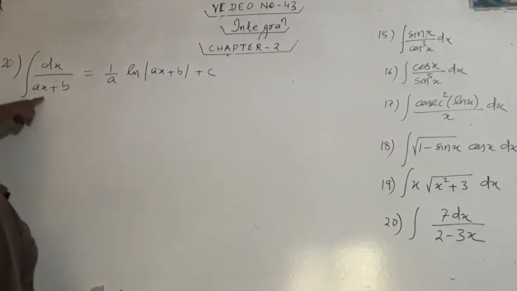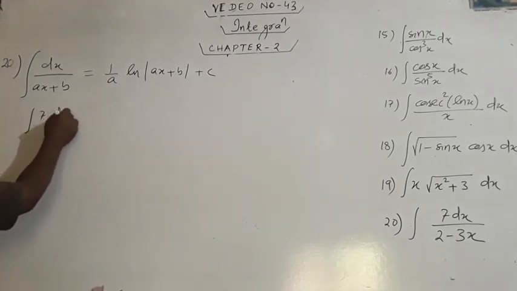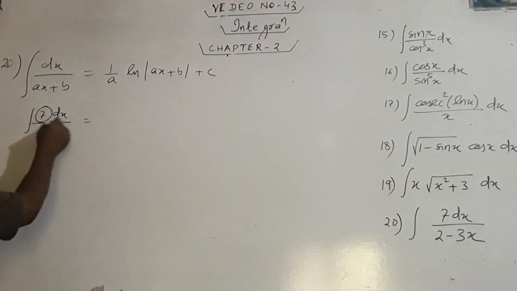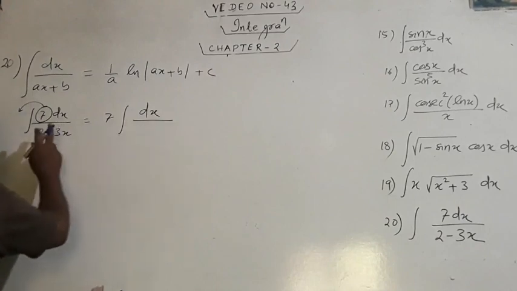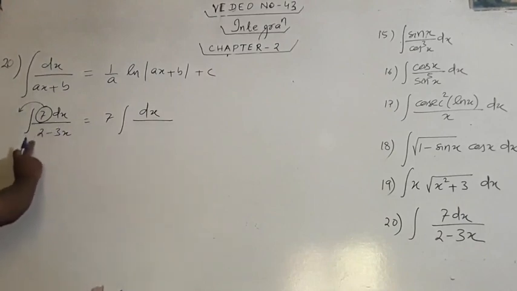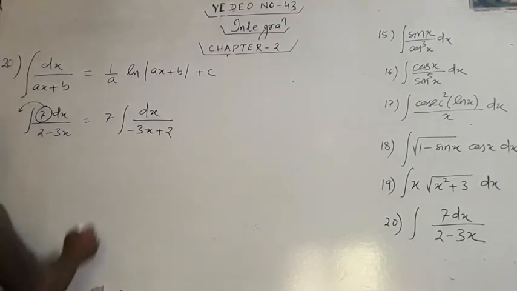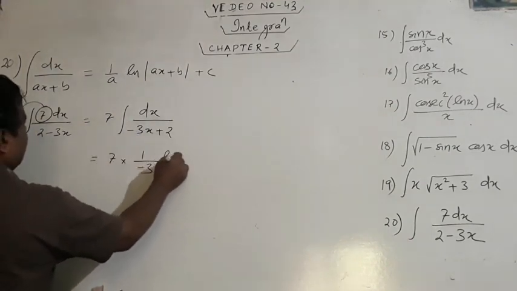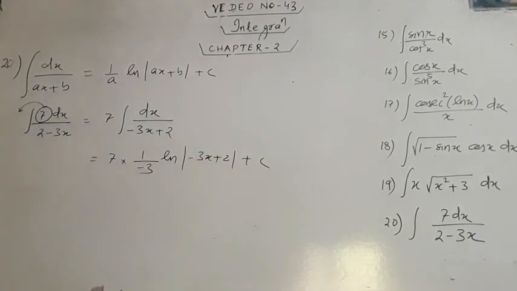Okay, you know the formula of the integral of dx by (ax plus b) is 1 by a ln(ax plus b), which I have told you earlier. It is the integral of 7 dx by (2 minus 3x). What you have to do? As 7 is constant, you can put it outside the integration, and the variable should be in the first position. So it is minus 3x plus 2. Now it is in this form. The answer is what? 7 into 1 by a, which means minus 3, ln of minus 3x plus 2, plus c.